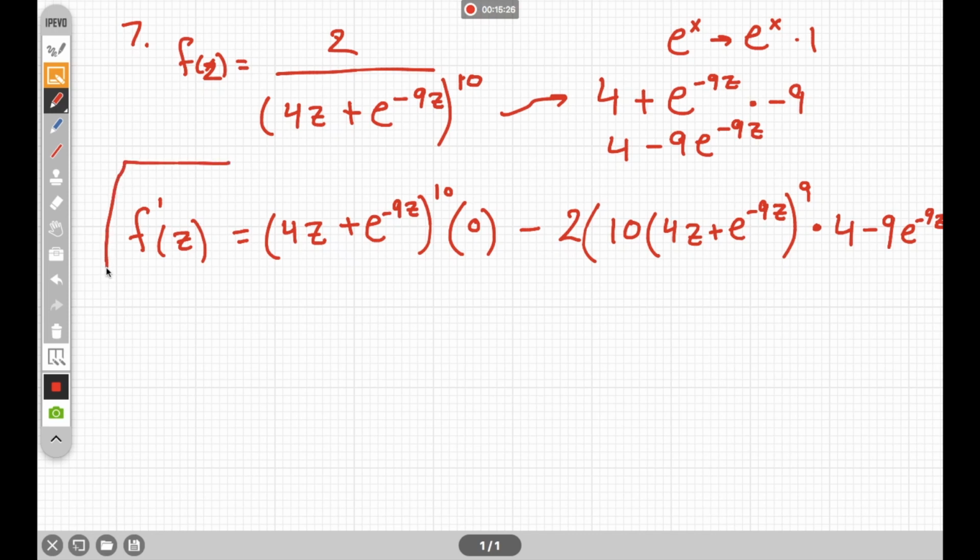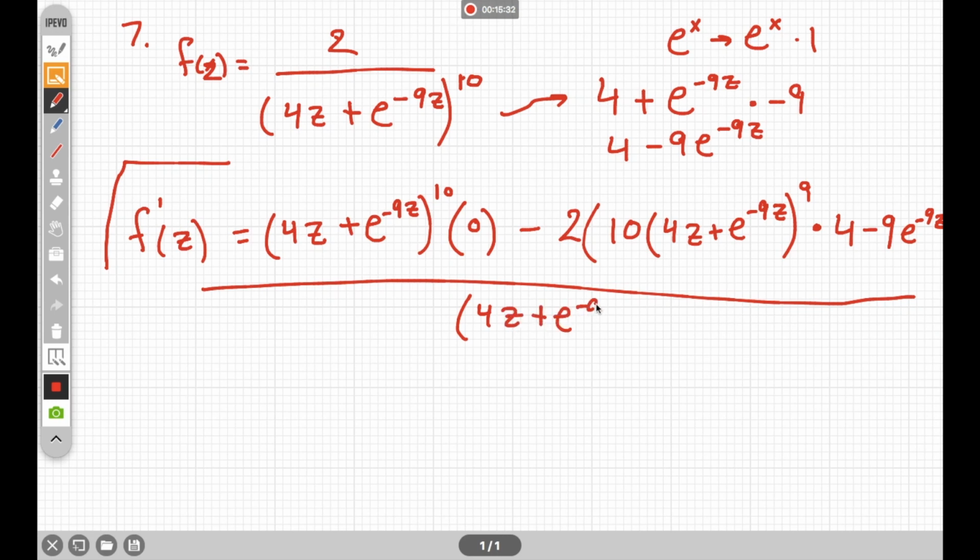And here you're all done, except don't forget your denominator, which I almost did. So (4z plus e to the negative 9z) to the 10th, all squared. When you are raising an exponent to an exponent, you're going to multiply the numbers. So this would be to the 20th. If you didn't know that, then it's fine to not do that. So I'm just going to leave it like this.